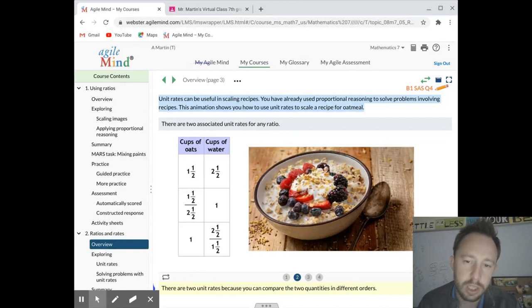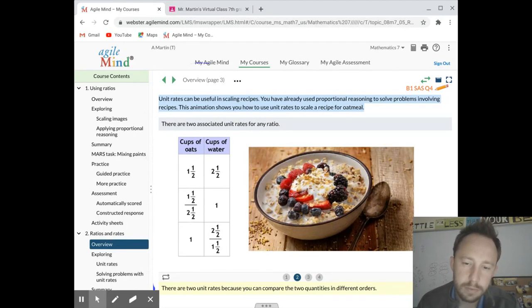Dividing. That's right. They're doing the cups of water divided by the cups of oats. So tell me this. When it says there's 2 unit rates, because you can compare the 2 quantities in different orders, what are our unit rates? This is going to be the answer for the question that Jacaden read for our book. Remember, a unit rate is just a ratio that's compared to one part. And so they gave us 2 of them right here. So what would they be?